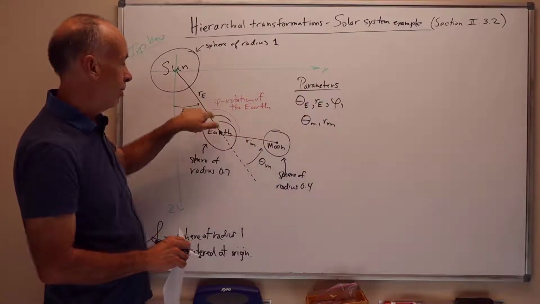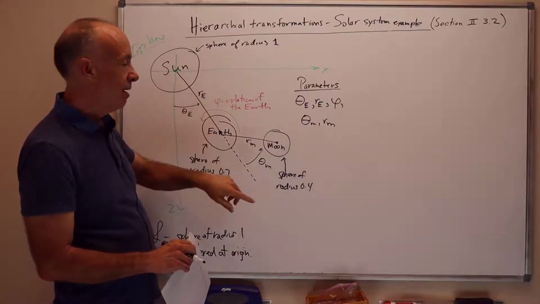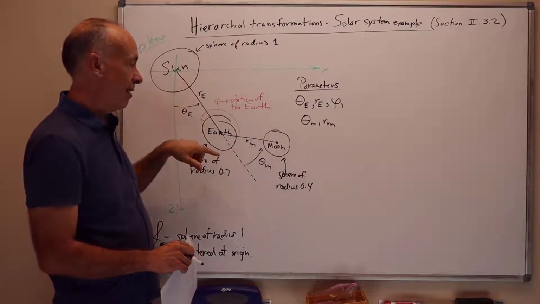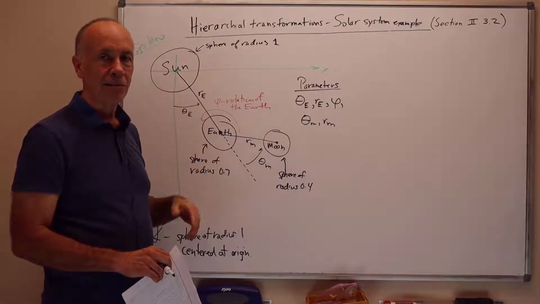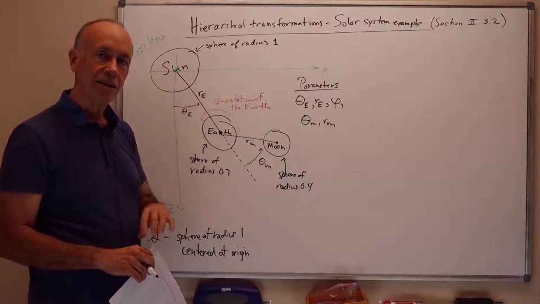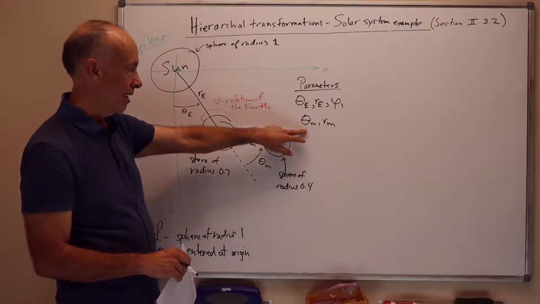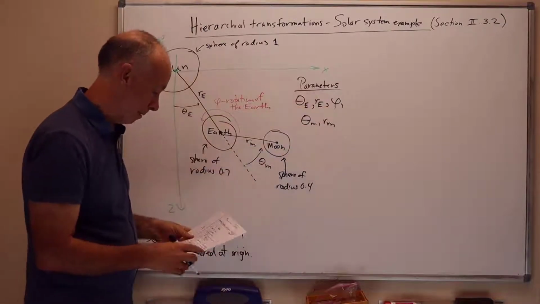In other words, earth is spinning on its axis, making days. The moon is going around at a more leisurely rate. It's not affected in our model by the spin of the earth. It's just got its own angle, theta sub m, that is independent of phi.